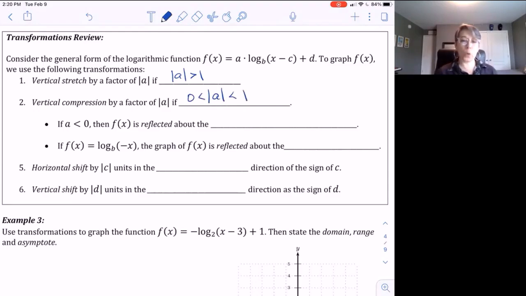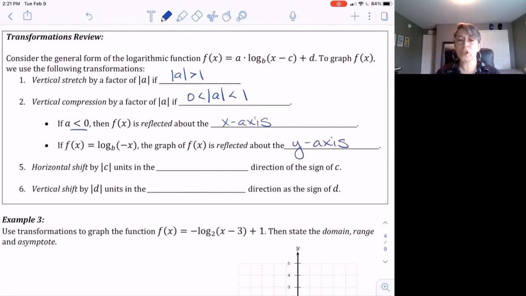And again, we're focusing on the absolute value because if a is less than 0, that means we're multiplying the y values by a negative, and when y values change from positive to negative, that means it's reflected about the x-axis. On the other hand, if it's our x value that's being multiplied by a negative, our argument on the inside, our x values are changing from positive to negative, that means it's reflected about the y-axis.